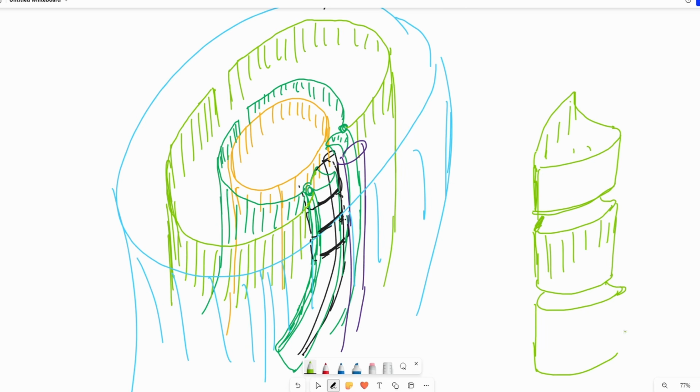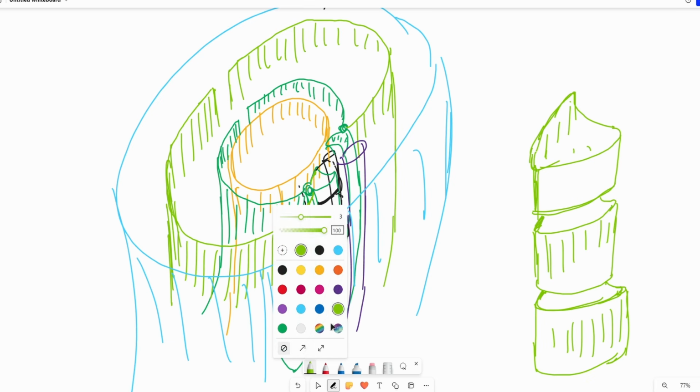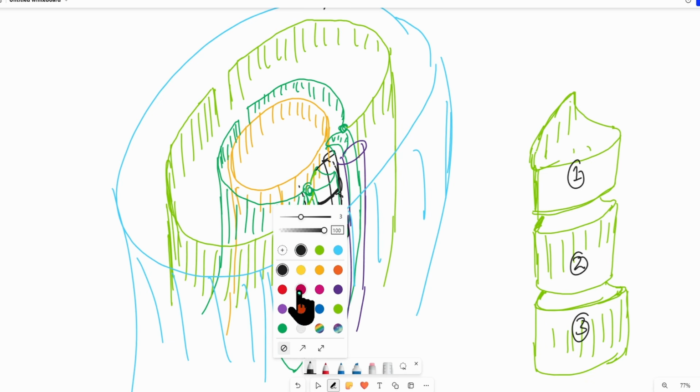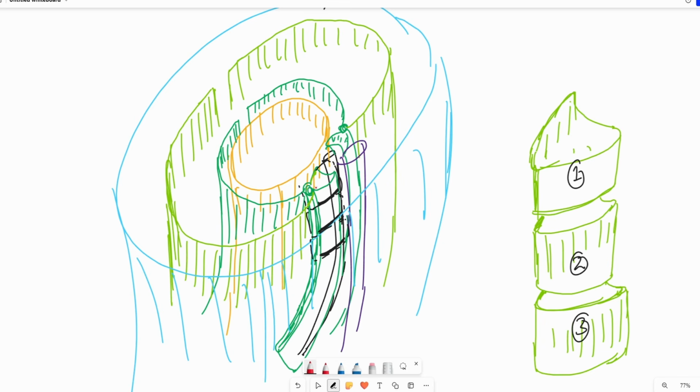So these split segments of paraxial mesoderm are called somites. For example, this is somite number 1, this is somite number 2, this is somite number 3. Now cells from these somites will migrate into the lateral plate mesoderm, and here they will form muscles and other things as well. Right now I'm just focusing on muscles.